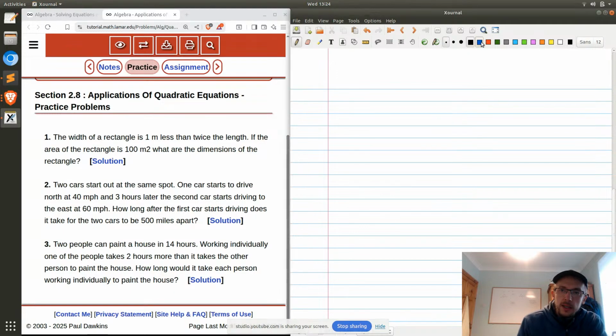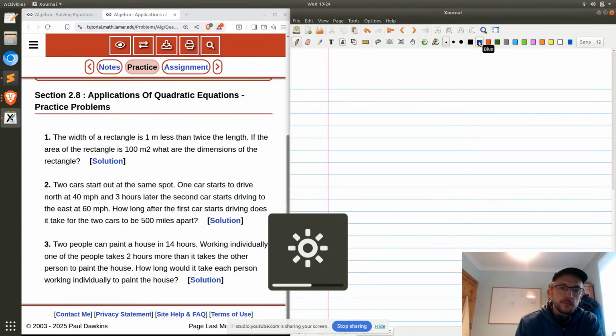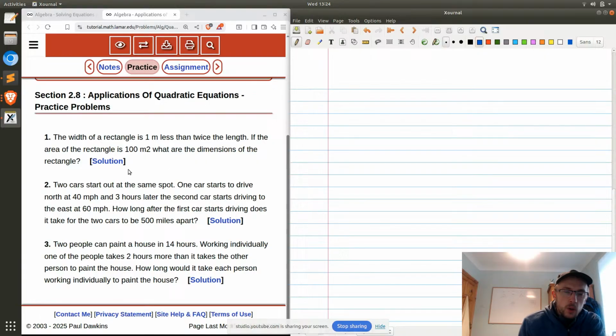Very well. One car starts driving north at 40 miles per hour for 3 hours. So the north car is already 120 miles away from the origin. And the east car is, well, he's right there. And then they continue driving, actually.